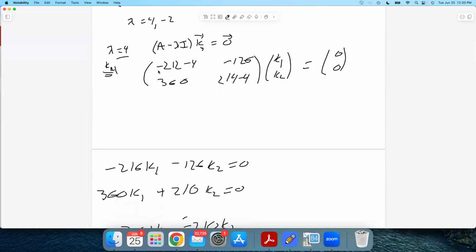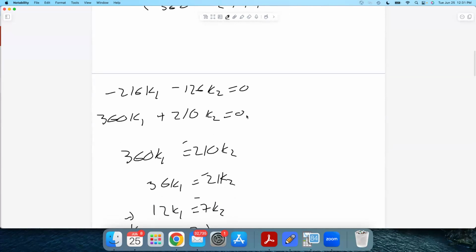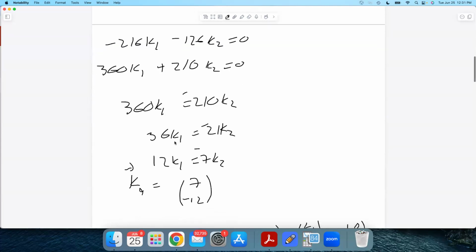So then going across the top, we'll get negative 216 minus 126 multiplied by this vector. That gives us this equation. And then across the bottom, this row times this column, 360k1, 210k2 equals 0. I chose to use the second one because it looked like it would be easier to reduce. So move this guy over, and then I divided both sides by 10, and then I realized I could keep going. I divided again by 3, so I guess I divided both sides by 30.